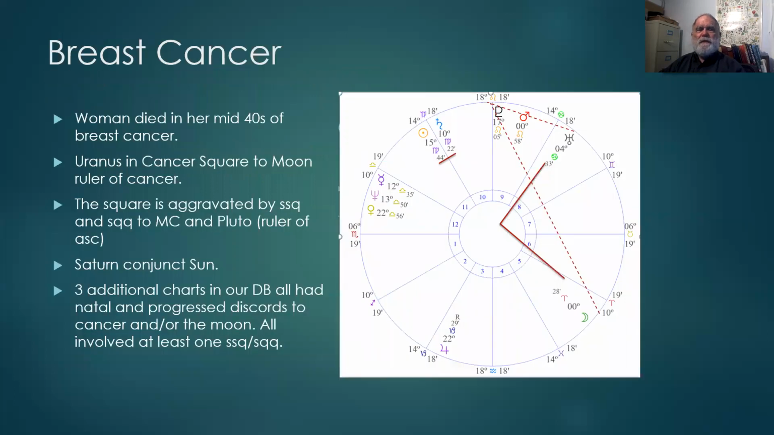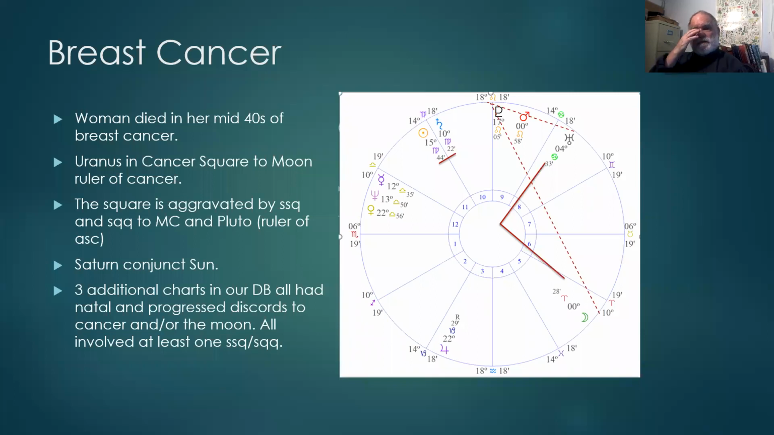Here I might as well have some astrology and an actual chart. This is a woman who died in her mid-40s. I don't remember her exact age. She died of breast cancer, and this is when the frequency of breast cancer starts to increase in American women, in the 40s. And after menopause, it's much more common.